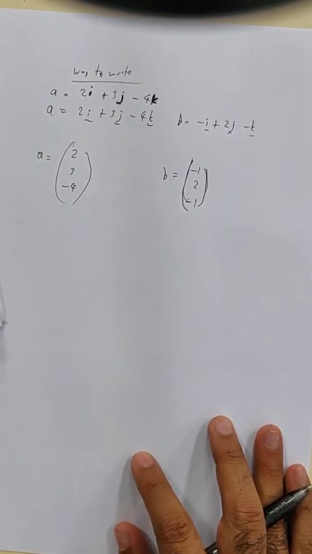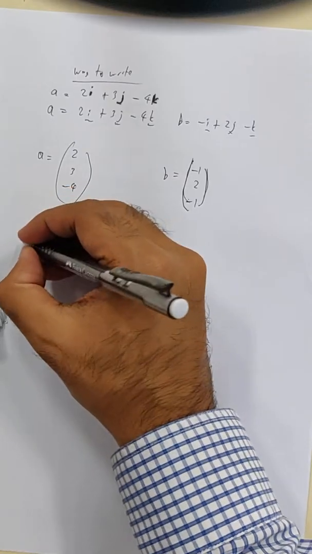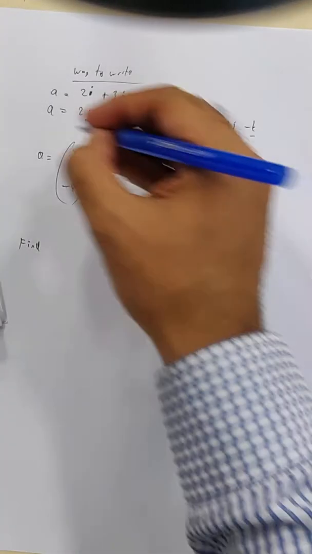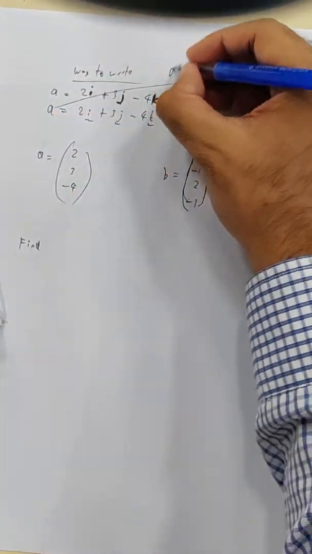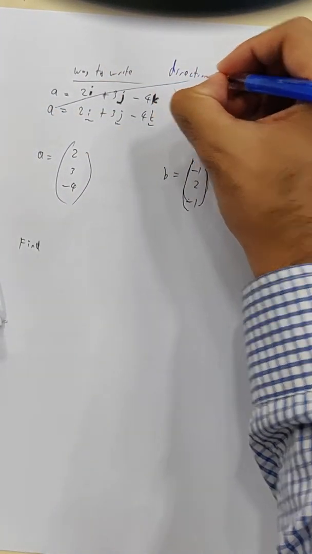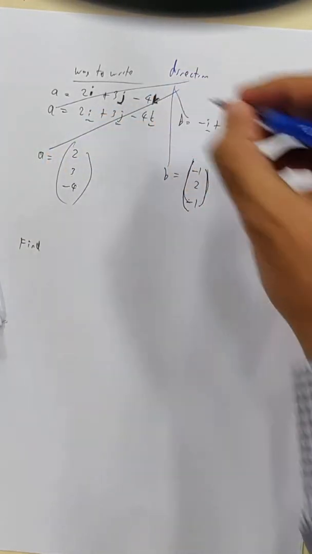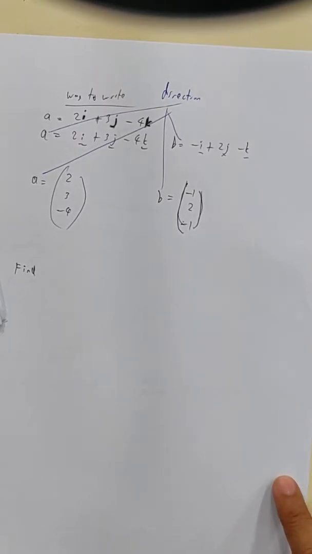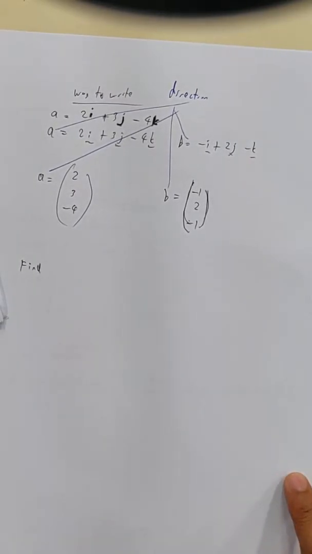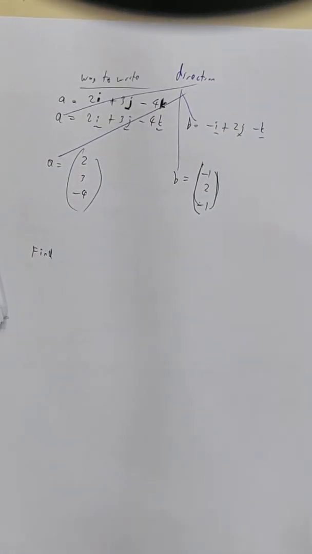Okay, so right now, it's not stated in my example here, but let's declare that A and B are directions. It should be stated, but somehow it's not. Let's declare them as directions, because this will not work if they are positions, unless it's OA or OB.